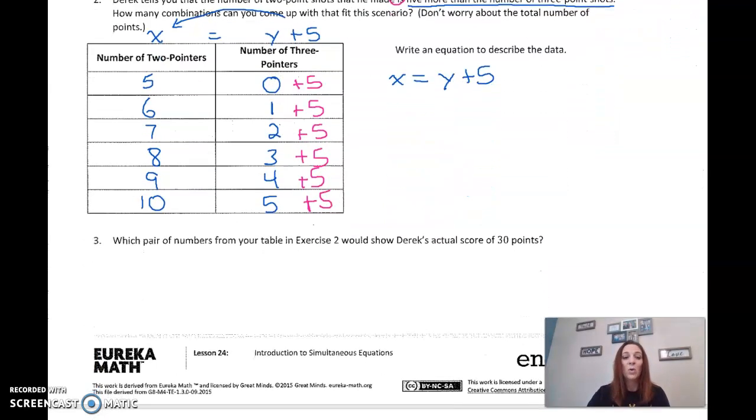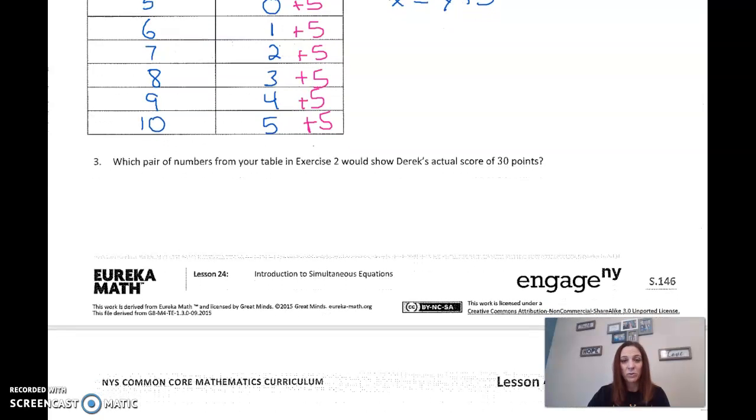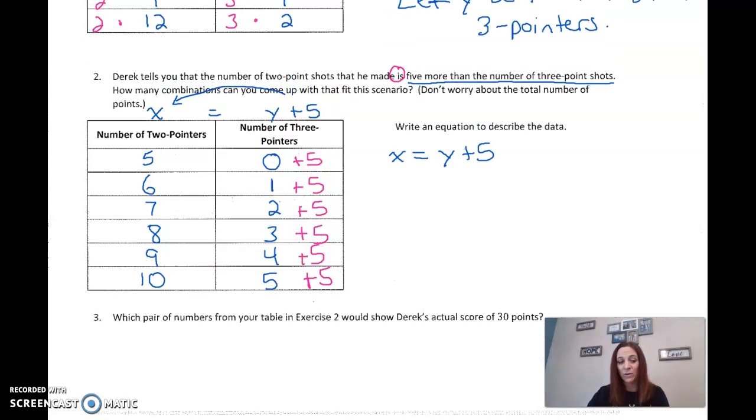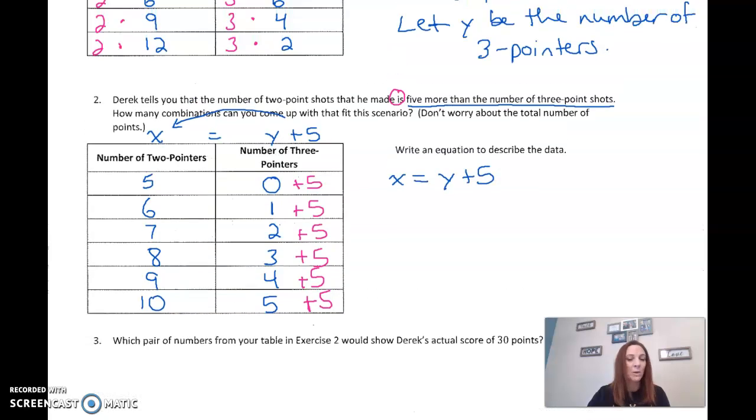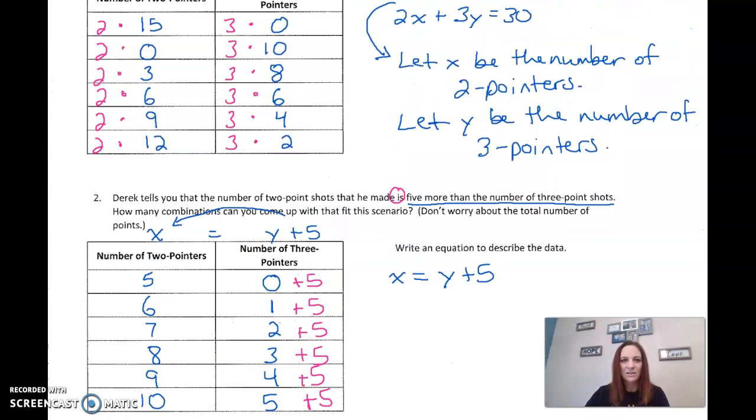Okay, so which pair of numbers from your exercise in table 2 would show Derek's actual score of 30? Okay, well, if we look at these two charts here, all of these pairings of numbers gave us 30. So you don't have to erase any of this stuff here. I'm going to erase it just hopefully so you can see maybe a better combination here. Leave yours on yours. Maybe I'm going to erase it. I'm going to try.